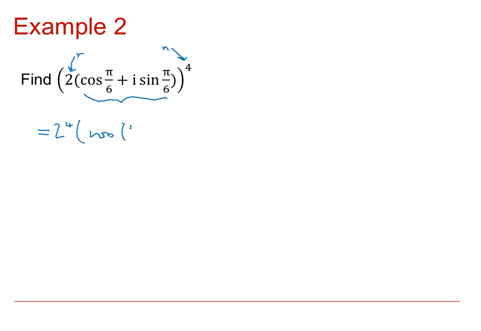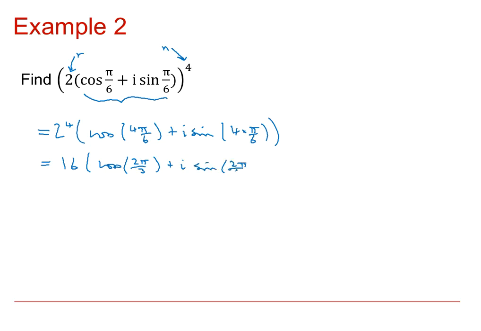cos 4 times the original argument plus i sine 4 times the original argument. And then it's just a case of simplifying things as we're going along. 2 to the power 4, we can have 16. We could simplify this angle if we wanted to, 2 pi by 3. Of course we could work these out on a calculator as well. 2 pi by 3.